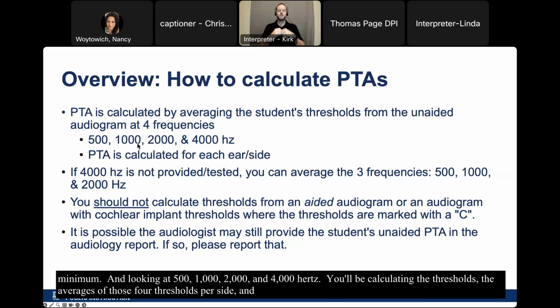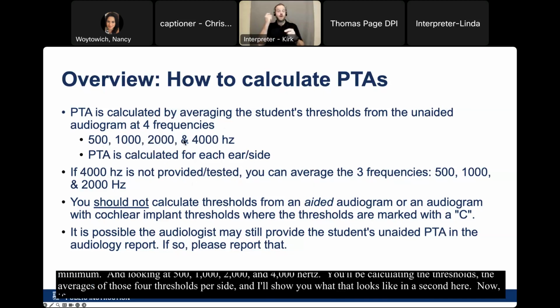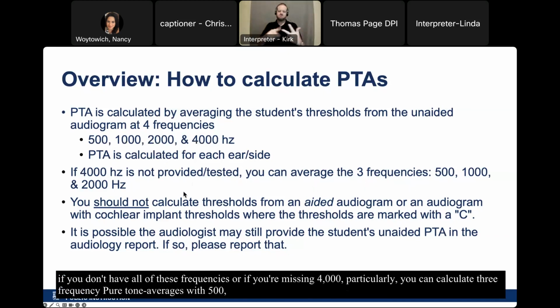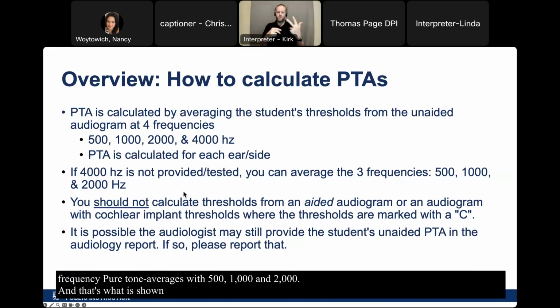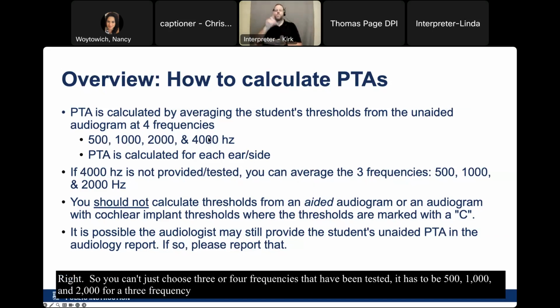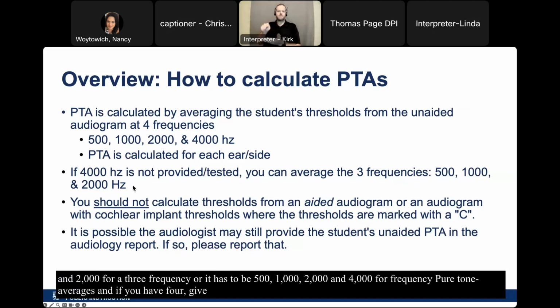Now, if you don't have all of these frequencies, or if you're missing 4,000 particularly, you can calculate a 3 frequency pure tone average with 500, 1,000, and 2,000. And that's what's shown here, right? So you can't just choose 3 or 4 frequencies that have been tested. It has to be 500, 1,000, and 2,000 for a 3 frequency, or it has to be 500, 1,000, 2,000, and 4,000 for a 4 frequency pure tone average. And if you have 4, give us the 4. It's a bit more accurate in looking at their configuration.